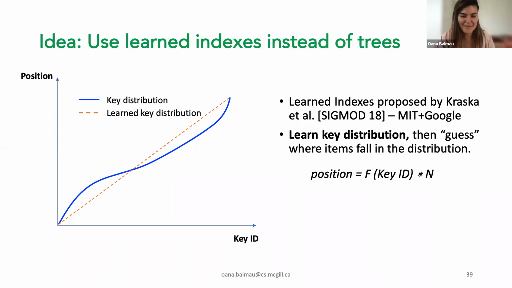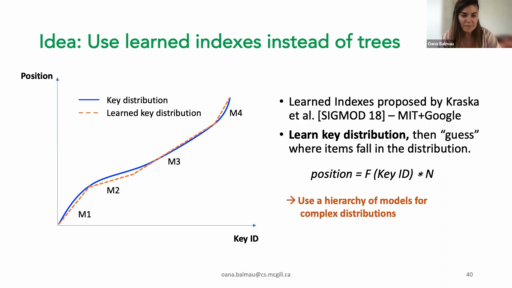In this formula that's very simplified here, position is the position estimate. F of key is the cumulative distribution function for the data, and this is a learned function. That's why these are called learned indexes. And n is the total number of keys. So intuitively, visually, if this blue line is the key distribution, the learned key distribution would be this orange line, given that we have a linear estimator.